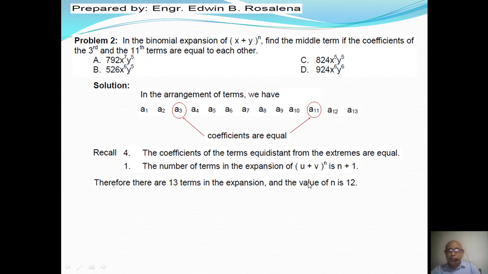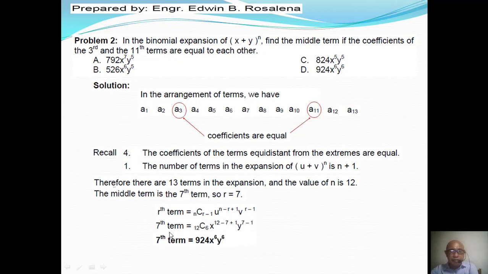So, using the formula, simple, ano ba yun? Natandaan nyo yung formula? Ito yan, ha? So, our term is equal to this. So, the 7th term is equal to 12C6, x to the power 12 minus 7 plus 1, y to the power 7 minus 1. And this is the 7th term.